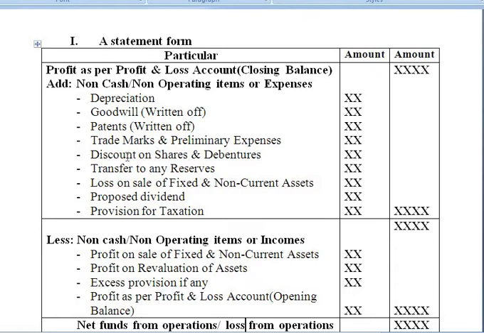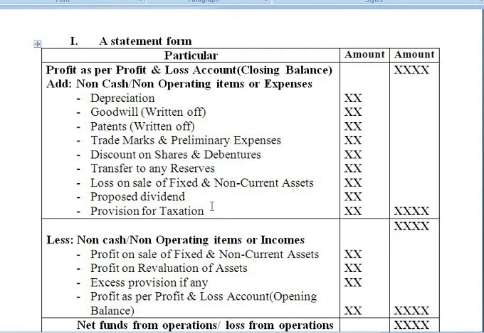Okay, next one, discount on shares or debentures, transfer to any reserves, like transfer to general reserve, that is appropriation of profits. Then loss on sale of fixed assets and non-current assets, even this is also a non-operating expense. Next, proposed dividend and provision for taxation. Okay, so these are the examples of non-operating expenses or non-cash items which we have to add back to the closing profit of the profit and loss account.